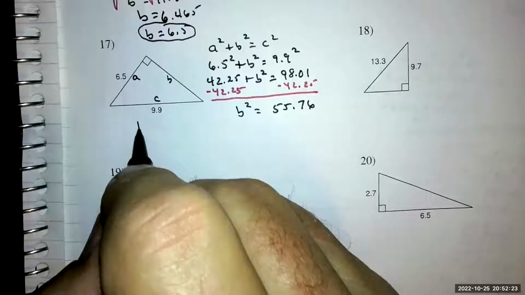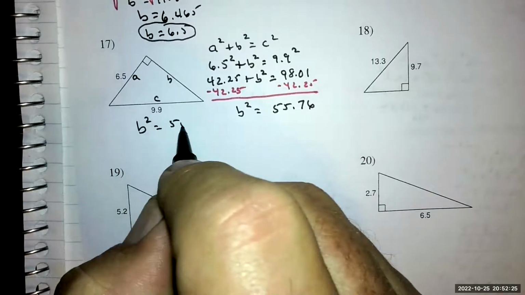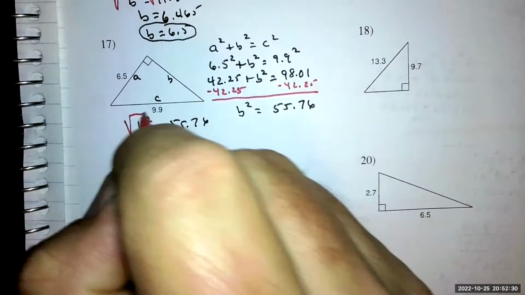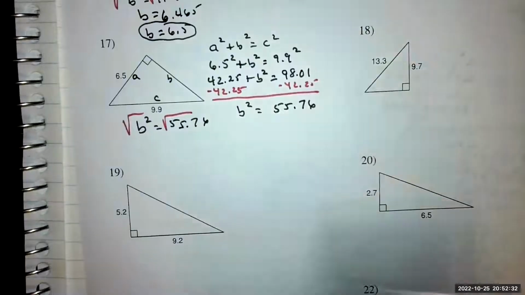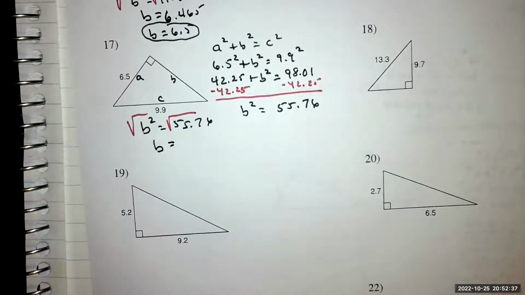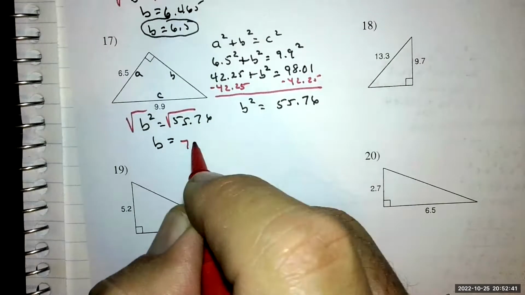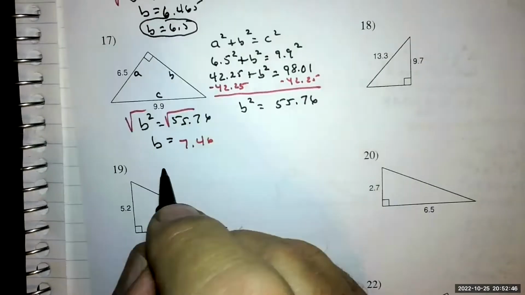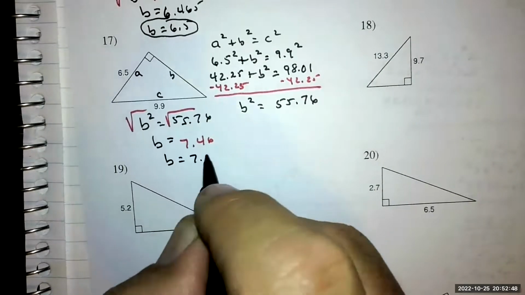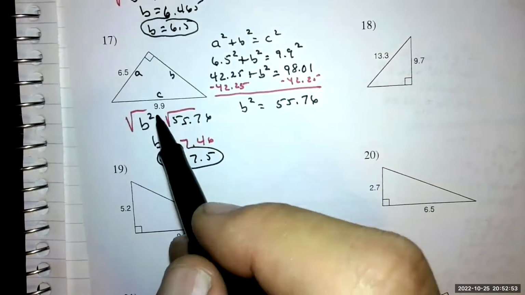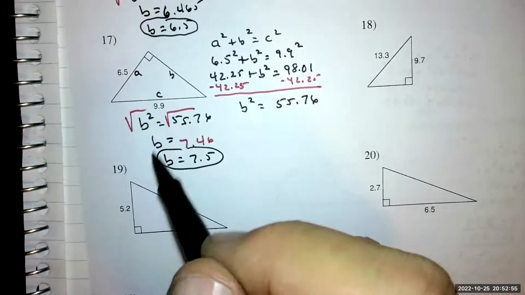And now remember, b squared is 55.76. And we're going to take the square root of both sides. And so this gives me b equals, and so I'm going to take the square root of it. And it gives me 7.46, which if I round off, b is going to equal 7.5. And you can see 7.5 is less than 9.9 because C is the biggest. All right, that's how you do these.